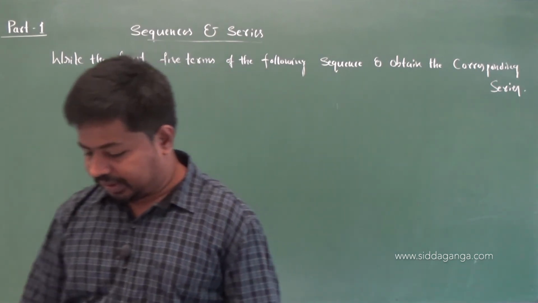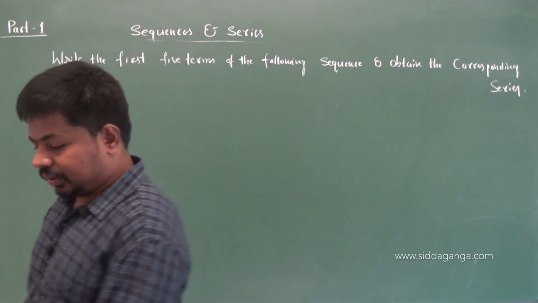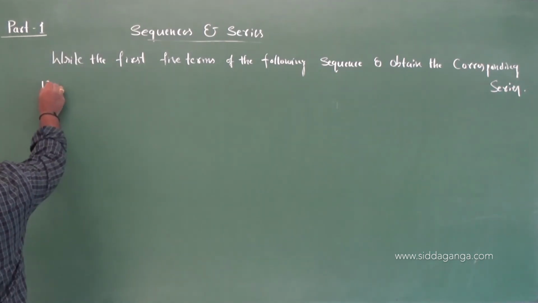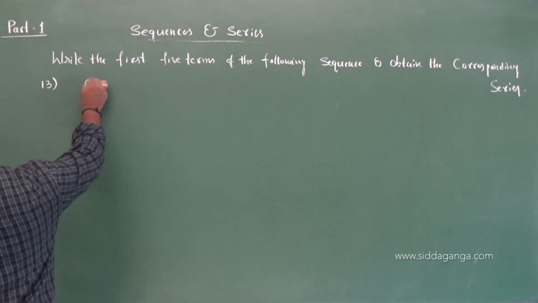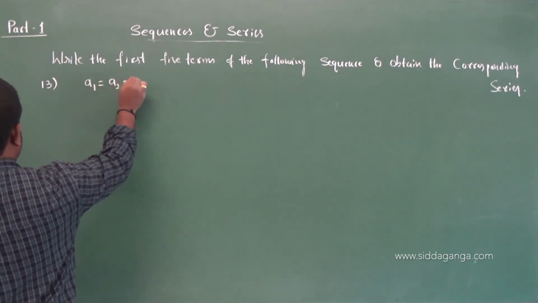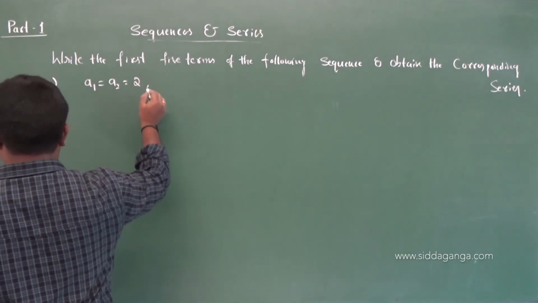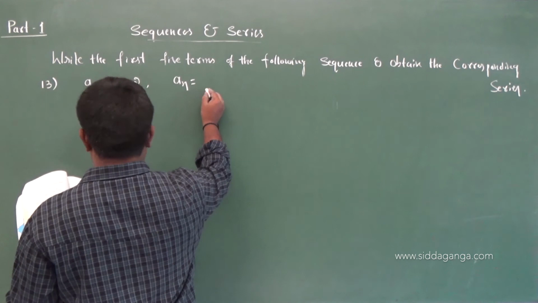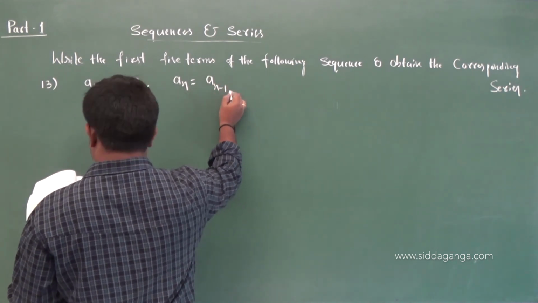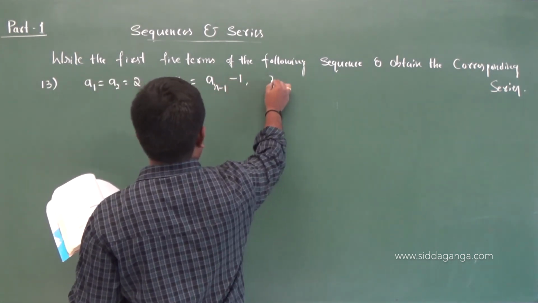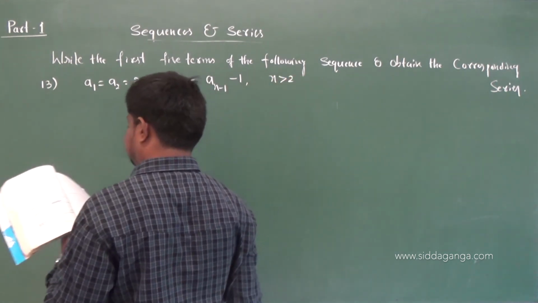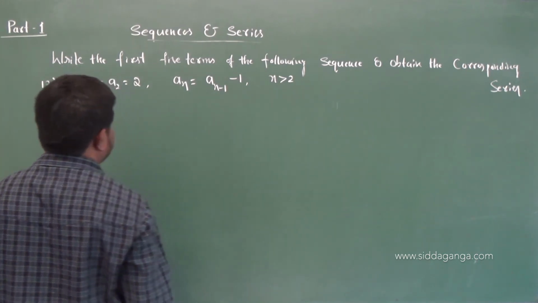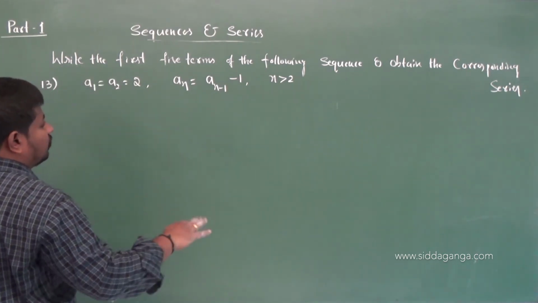Okay. Second one, in the exercise 13th problem, a1 is given, a2 is given, both are equal to 2, and the nth term is an minus 1 for all n greater than 2. Here the first 2 terms have been given, both are equal to 2. Now let me find the third, fourth and fifth terms.